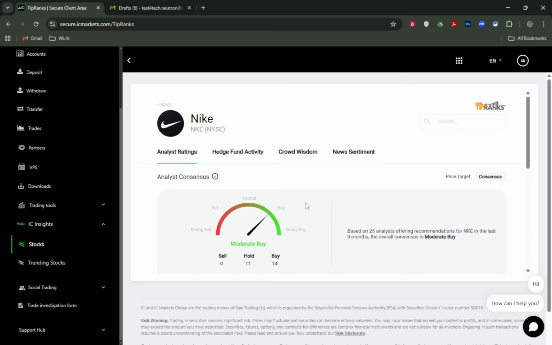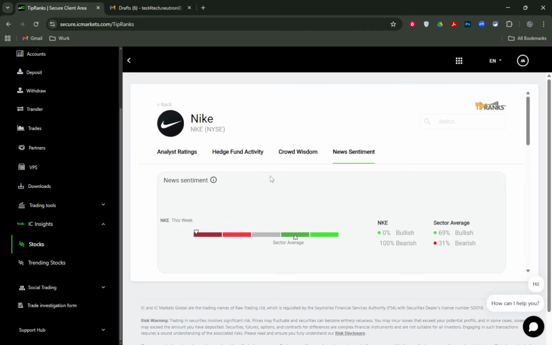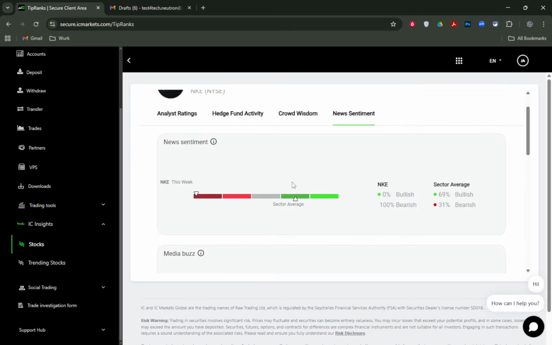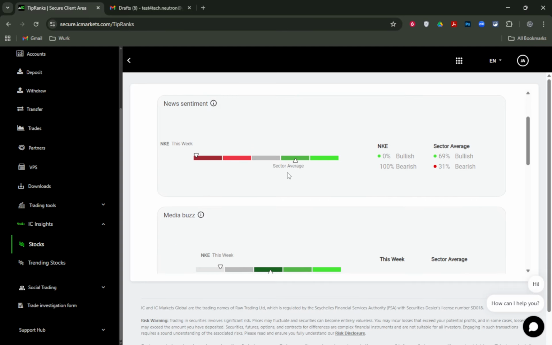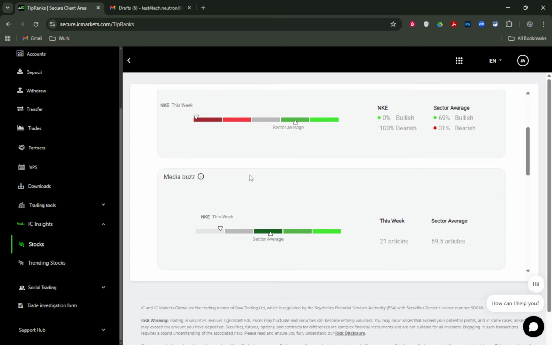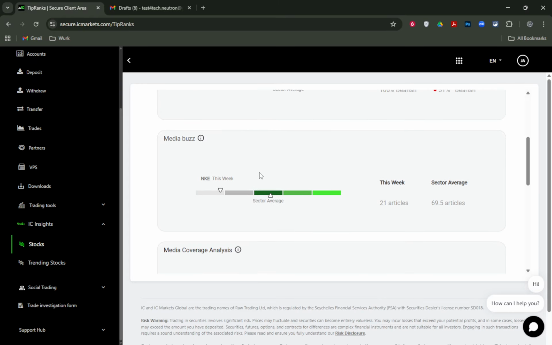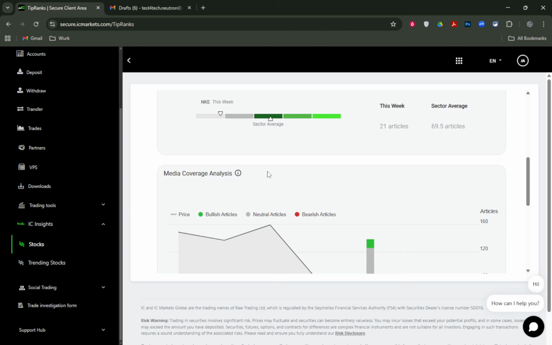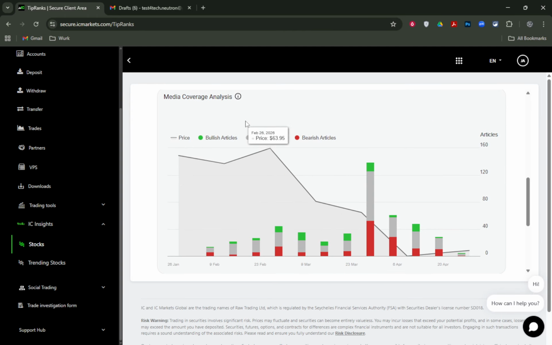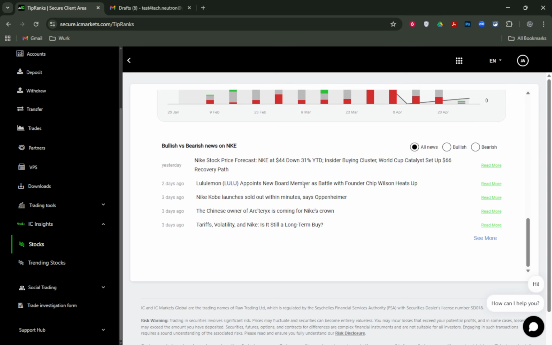Now, review news sentiment. This classifies recent headlines as bullish, bearish, or neutral using automated analysis. Positive earnings reports, strong guidance, or upbeat sector news tend to register bullish. Weak results, regulatory setbacks, or deteriorating economic indicators often show up as bearish. This helps you gauge the tone of coverage at a glance.